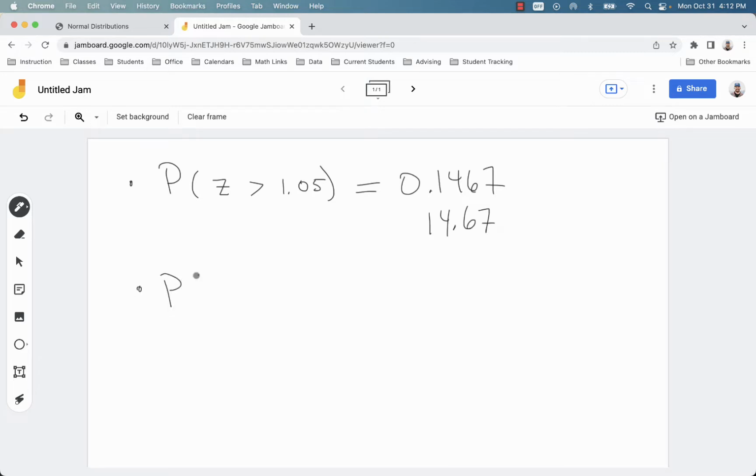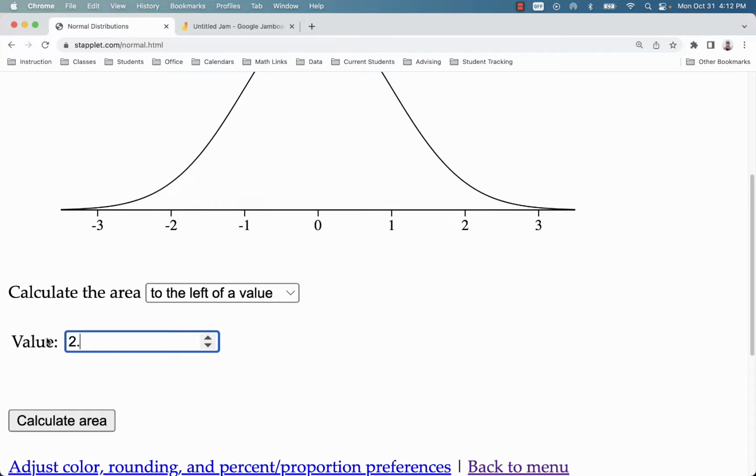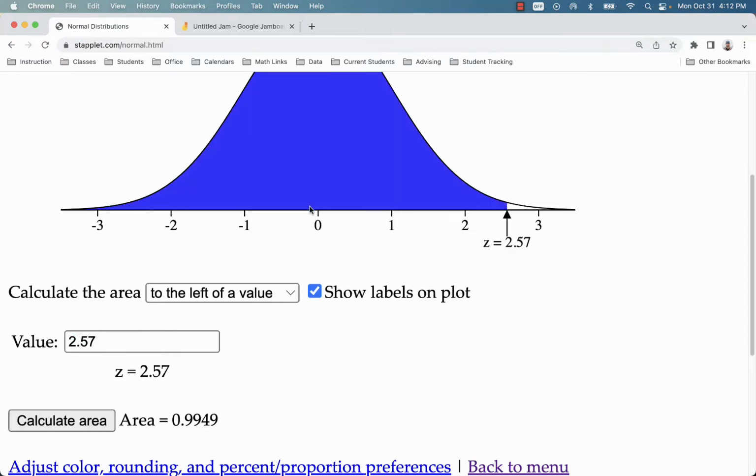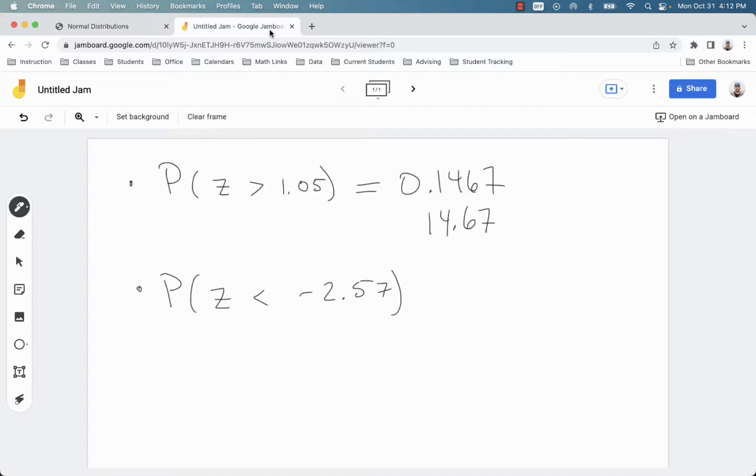Okay, we can also find the probability of selecting a z, for example, to the left of a value. Let's go to a negative 2.57 on this one. To the left, negative 2.57. Just keeping the mean and standard deviation the same. So that's 0.0051, or 0.51%.